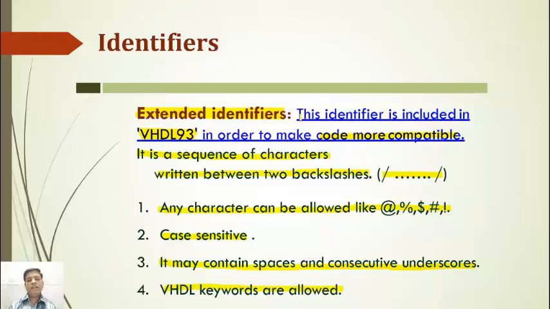Extended identifier is included in VHDL 93 in order to make the code more compatible. It is a sequence of characters written between two backslashes. Any character can be allowed, like @, percentage, hash, dollar, exclamation sign. It is case sensitive. It may contain spaces and consecutive underscores. VHDL keywords are also allowed.